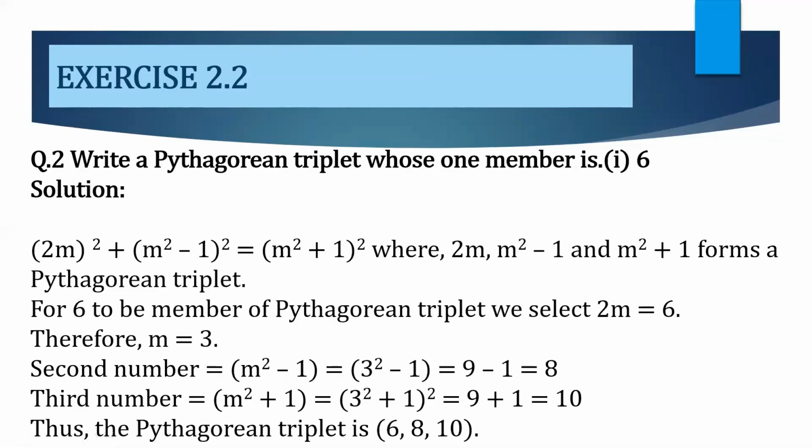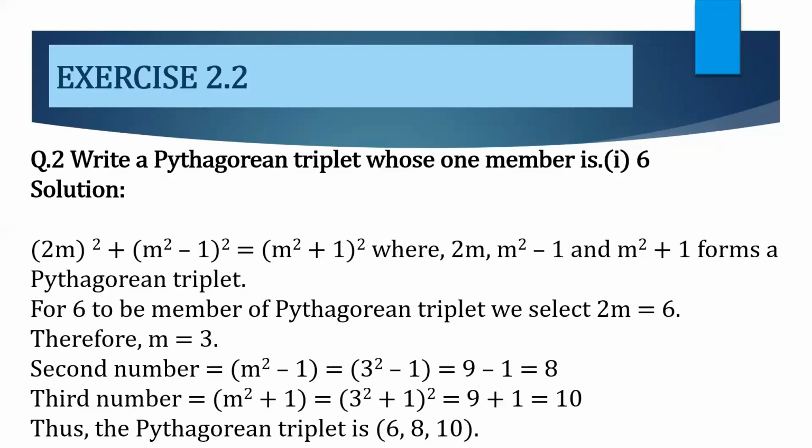Question 2. Write a Pythagorean triplet whose one number is 6. As I said, a Pythagorean triplet is a group of 3 numbers. Out of these 3, we are given one number, that is 6. So here 6 can be equal to 2m, or 6 can be equal to m square minus 1, or it can be equal to m square plus 1. Here we have to choose accordingly, or we have to choose randomly.